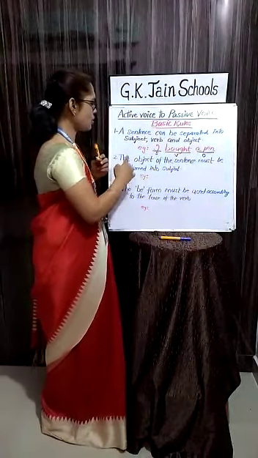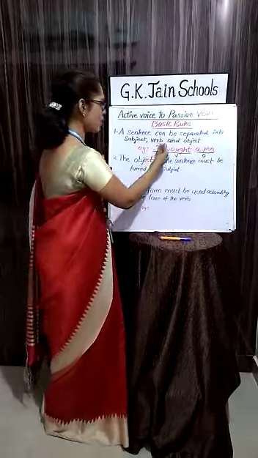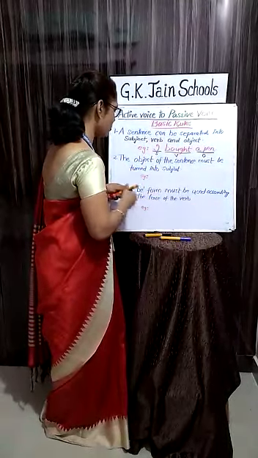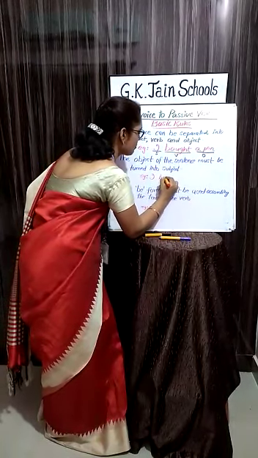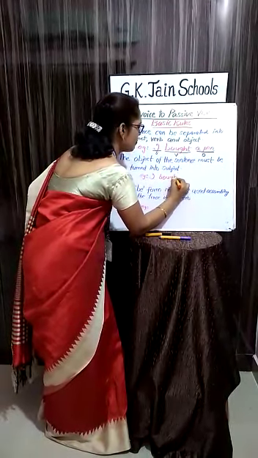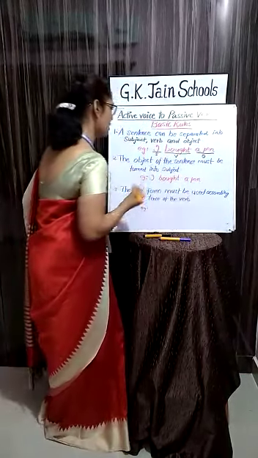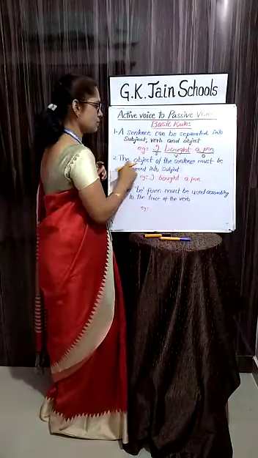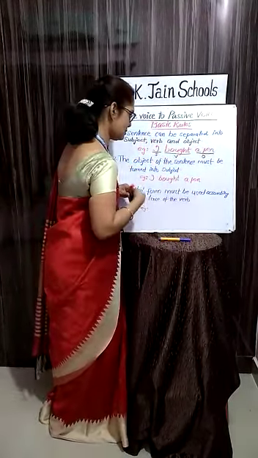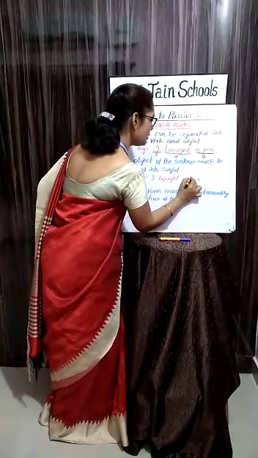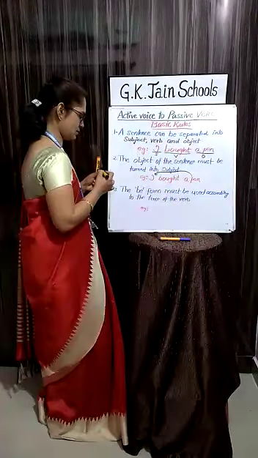Next rule, the object of the sentence must be turned into subject. Let us now rewrite the example again. I bought a pen. Now we have to turn the object of the sentence into the subject. That is, our object is a pen and we have to make it into the subject.